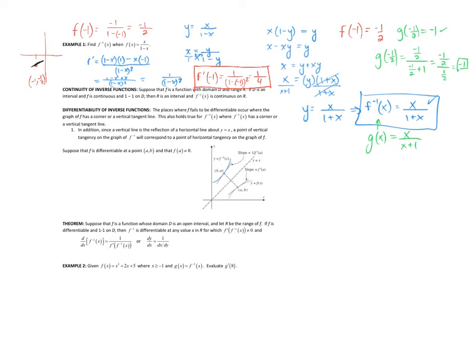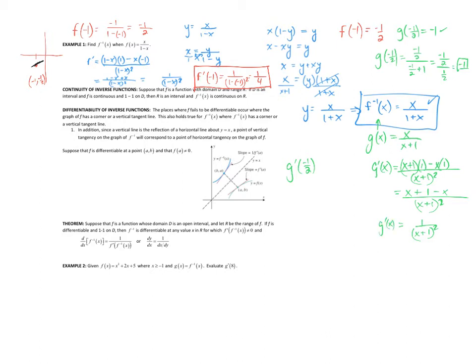In other words, what's happening with g prime at negative 1/2, and see if there's a relationship there. So first I'm going to have to find g prime of x. So I'm going to use quotient rule again. So it's low d high minus high d low, all over x plus 1 squared. And I think you can see it's going to be x plus 1 minus x over x plus 1 quantity squared, and we get 1 over x plus 1 squared. So that's g prime of x.